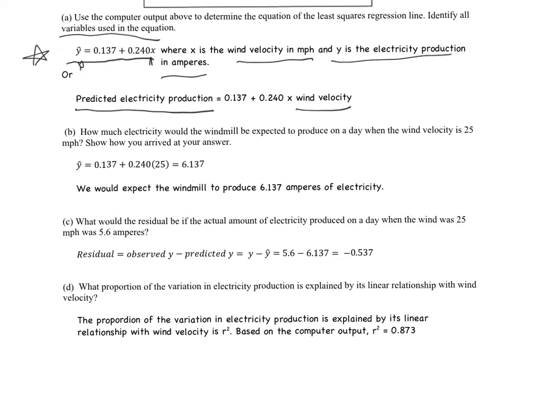So then in part B, they wanted you to do some work with that equation. They said how much electricity will the windmill be expected to produce on a day when the wind velocity is 25 miles per hour. So we're just taking our equation and plugging in the 25 for x. And then I had it written as an answer. We would expect the windmill to produce 6.137 amperes of electricity. It probably would be enough to show the work, but I think, again, it's better to clearly answer that question.